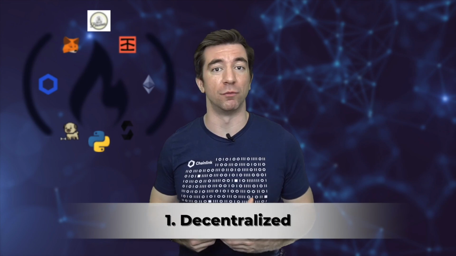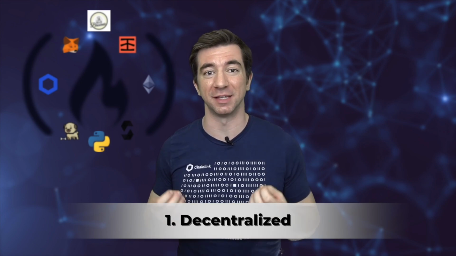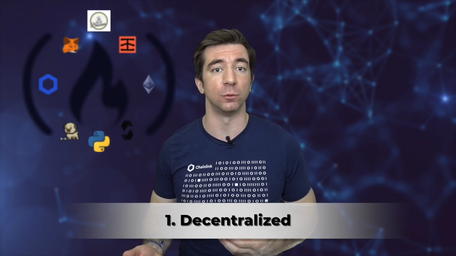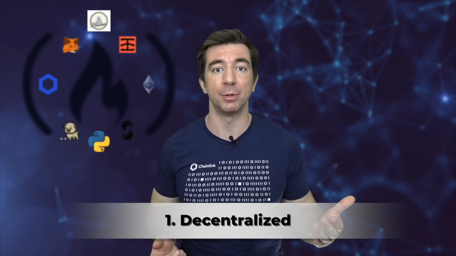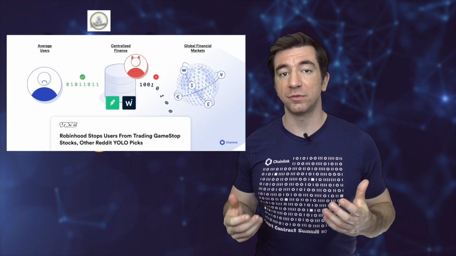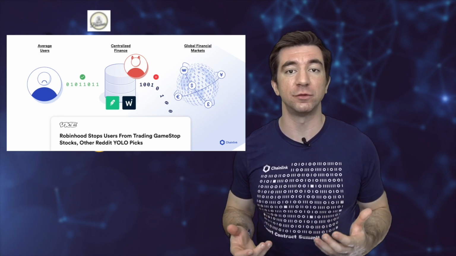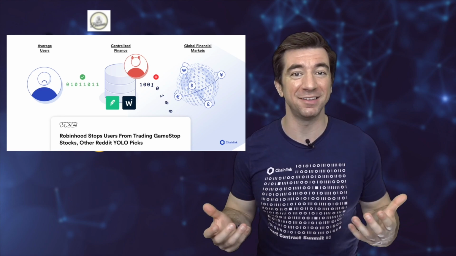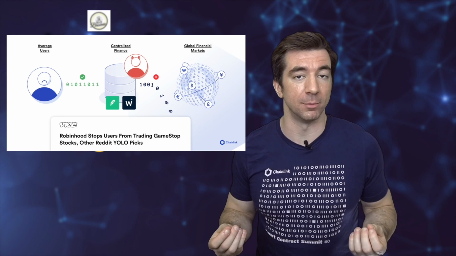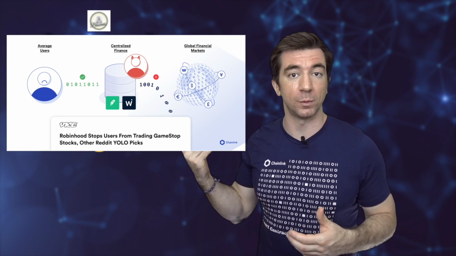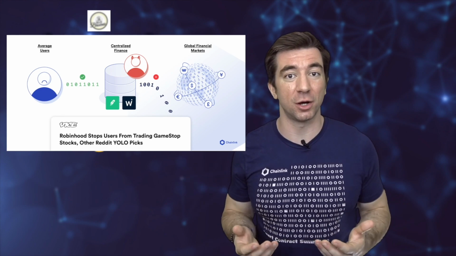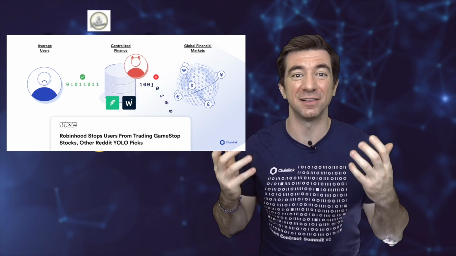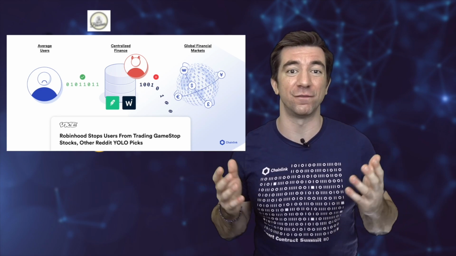A great example of why this is so fundamentally groundbreaking is if we go back to what happened recently, even with Robinhood and GameStop. GameStop shares were no longer allowed to be bought because a centralized entity didn't want them to be bought anymore. So they flipped a switch and nobody could buy that stock anymore, essentially having a single entity controlling the entire financial market.